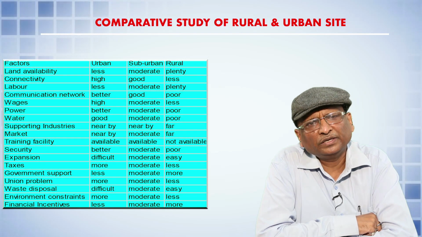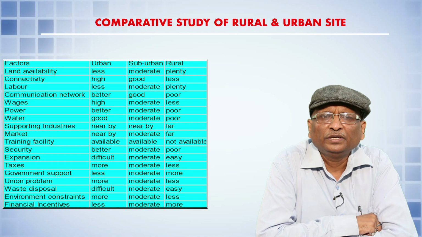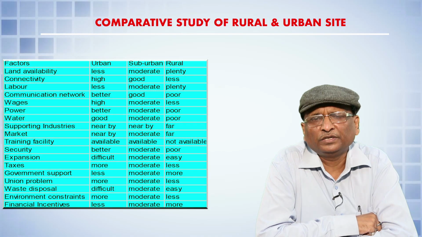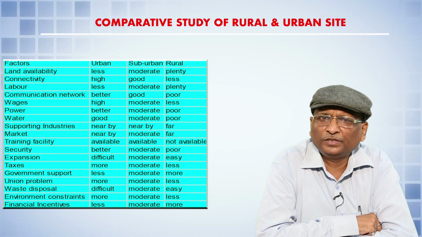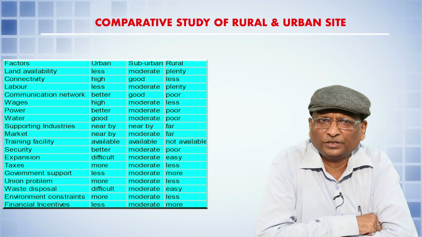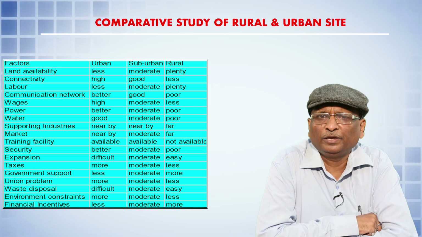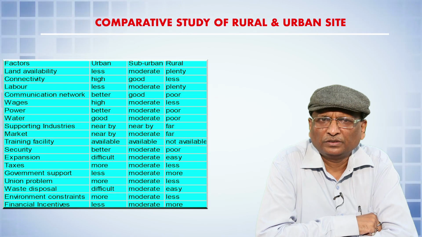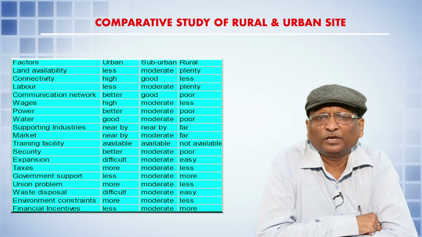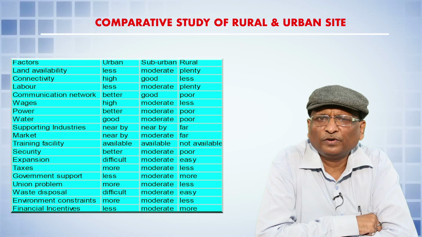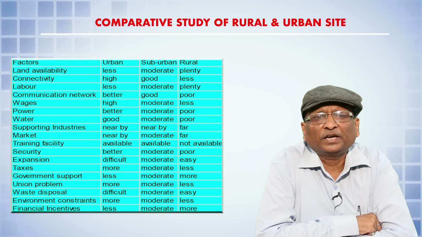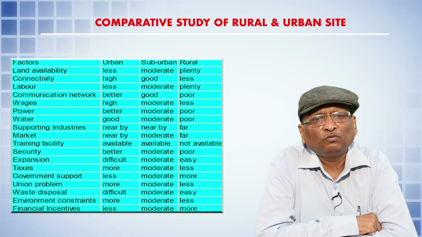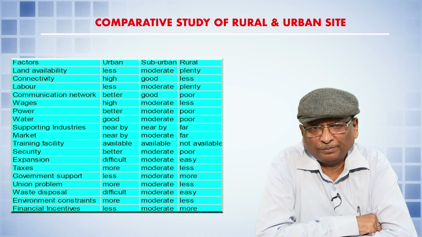Connectivity, when I am talking, in the case of transportation, it is connectivity with the rail lines, connectivity with the airport, connectivity with the market, that we have to give consideration. Then availability of labor, communication network, wages for the employees. You will see in the case of urban it is high, in the case of rural it is low. One has to see what is the condition of power availability, what is the condition for water availability.